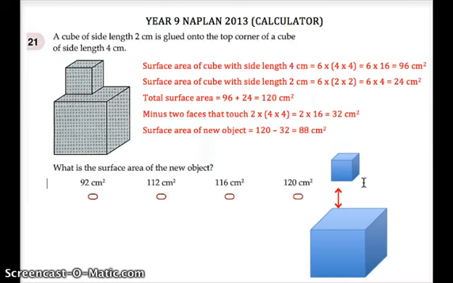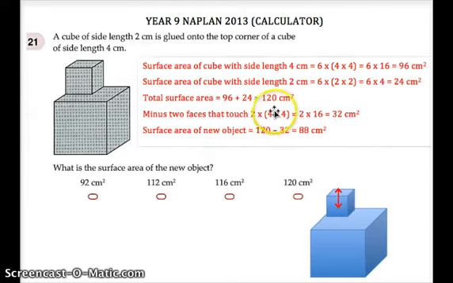Now, we need to subtract the 2 faces that touch. Now, if I bring this cube back down again, we can see that the 2 faces that touch, sorry, I've made a little mistake here, would be equivalent to 2 faces on the small cube. So it would be 2 faces of 2 times 2, which is 2 times 4, which is 8 centimeters squared.